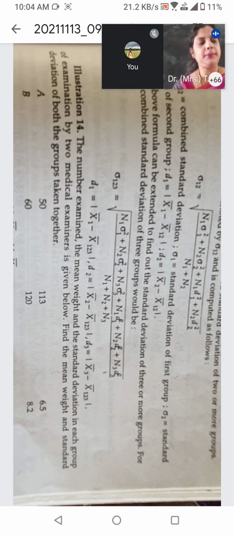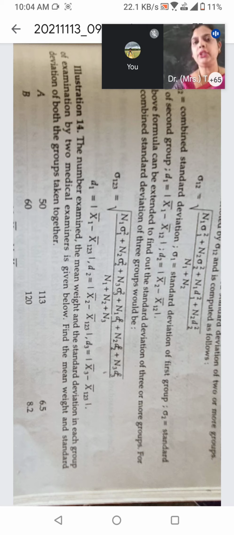What have you been asked to calculate? Mean weight as well as combined standard deviation. So have you already done the combined mean problem? Yes, ma'am, we have done the combined mean problem. So in the combined mean problem, you try to find out, put together, for 113 and 120 as the mean weights respectively, but 50 plus 60 of them put together. Like 110 people, what is the mean weight? That's what we are trying to find out with combined mean.